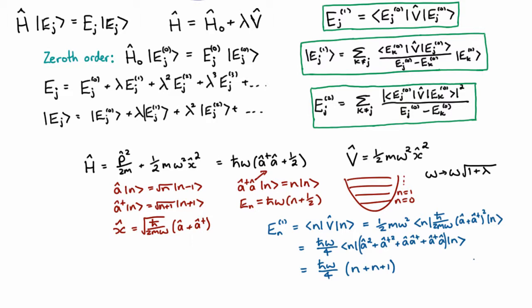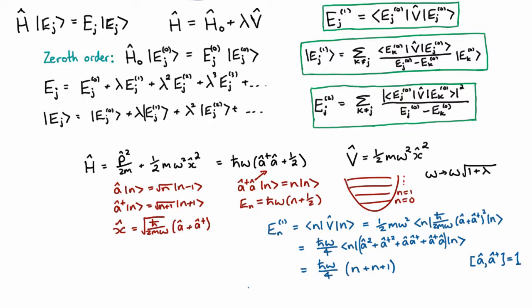We can actually work that out using the commutator of A and A dagger if you want to. The commutator of A and A dagger is 1. So I could replace this A A dagger with A dagger A plus 1, so it would be N plus 1, which is why it's N plus 1. And so there we go. That's the first order correction.